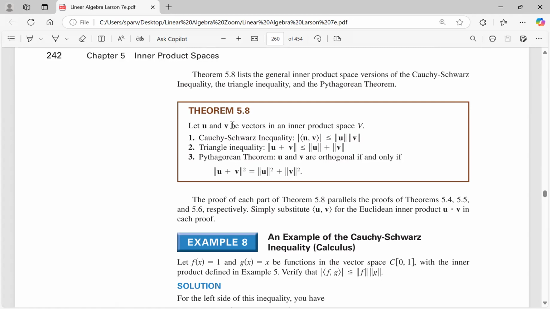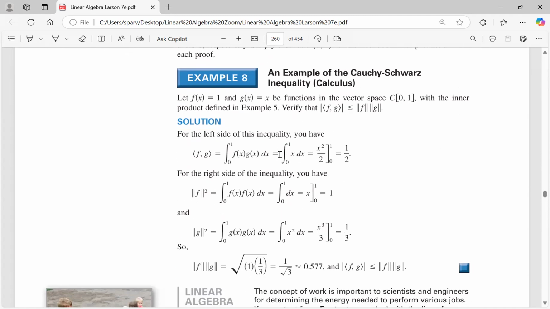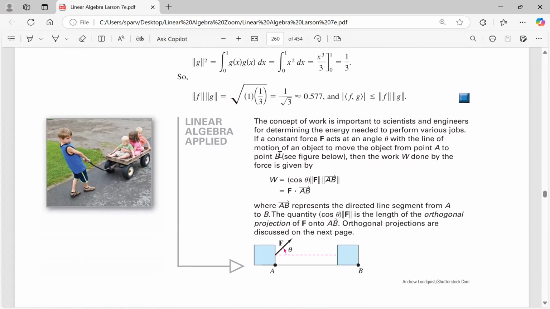So suppose we have two vectors in the inner product space V. Then the Cauchy-Schwarz inequality holds, the triangle inequality holds, the Pythagorean theorem holds. All three of those that held for a Euclidean inner product also hold for a non-standard general inner product. Okay, so that's good to know. And let's continue on.